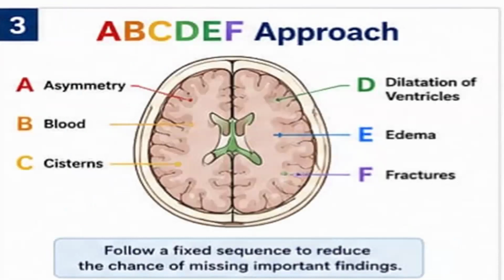To avoid missing important findings, follow a fixed sequence every time you interpret a CT brain scan. We will use the ABCDEF approach. A stands for asymmetry, B for blood, C for cisterns, D for dilatation of ventricles, E for edema, and F for fractures. This systematic method is especially useful for beginners and in examination settings.